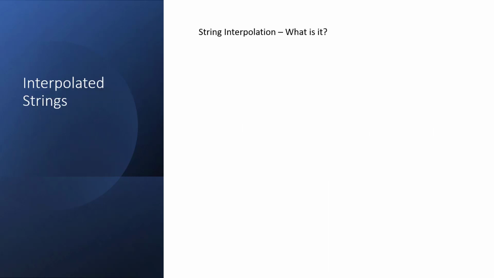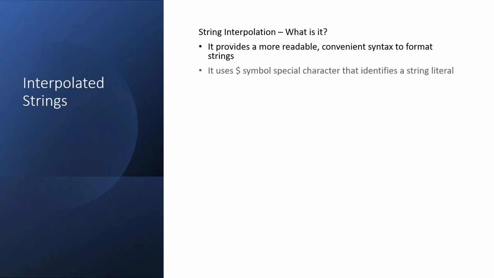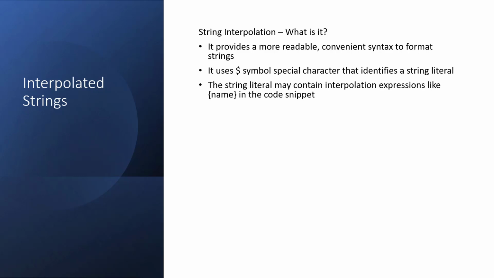So what is string interpolation? It provides a more readable, convenient syntax to format strings, and it uses the $ symbol, a special character that identifies a string literal. The string literal may contain interpolation expressions, like within curly braces name in the code snippet, and name is a variable. So it will evaluate the value of the variable.